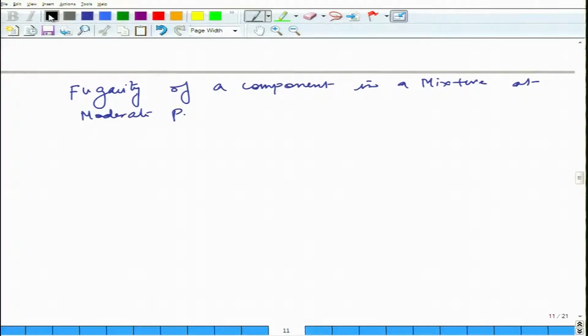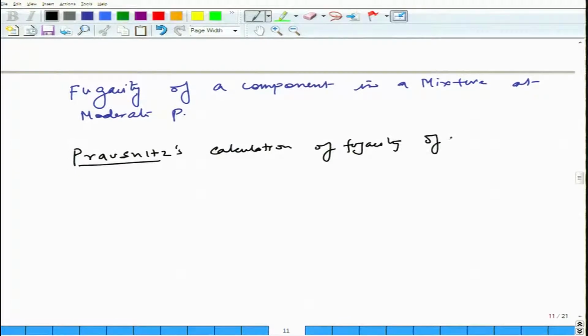The best way to explain is to make use of some equation of state. So, what we are going to do is make use of what Prausnitz came up with to explain this. Here we are going to make use of Prausnitz's calculation of fugacity of component i in the mixture described by the modified van der Waals equation.